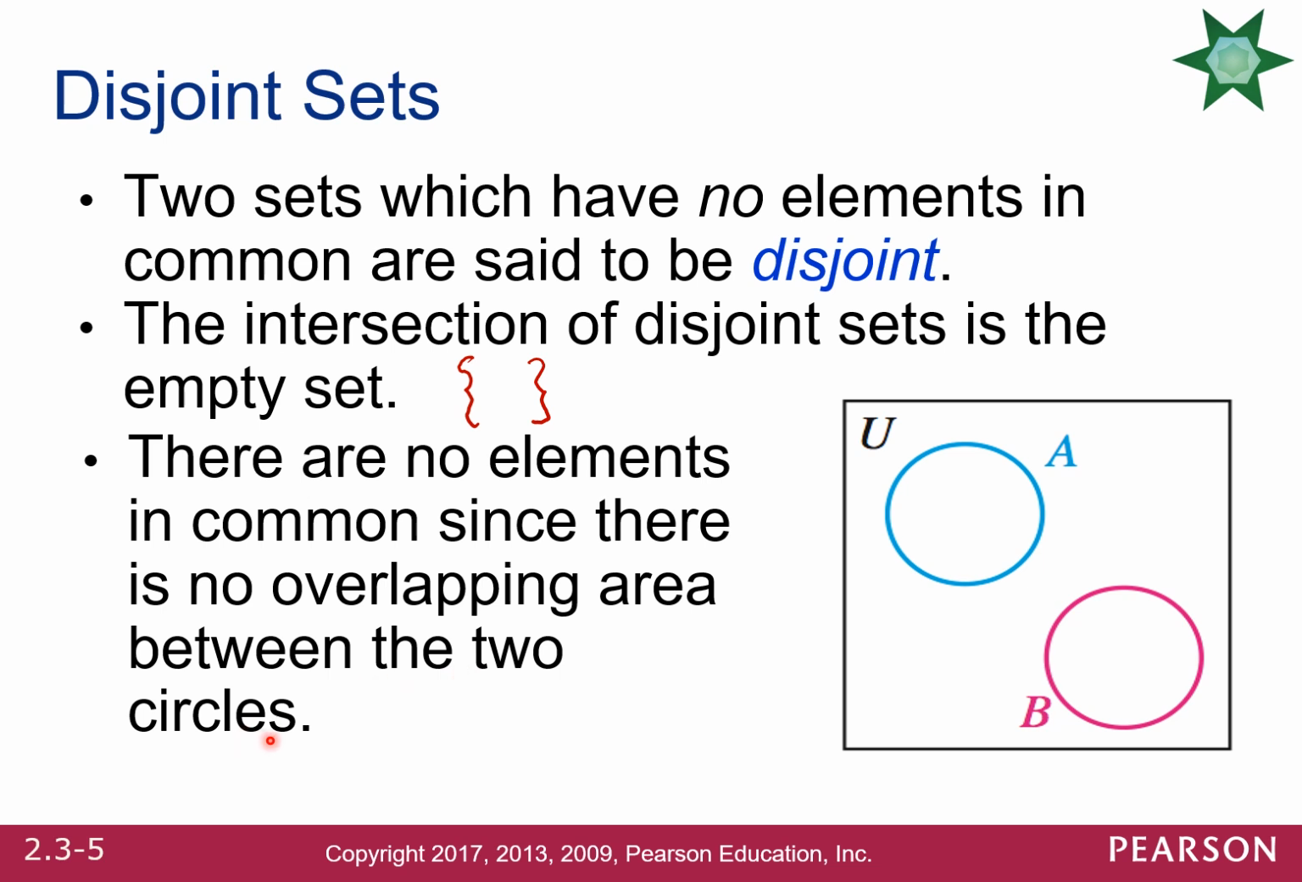the two circles. So if there were any common elements between the two sets, there would be an overlap between the two sets. They would be represented something like this. Since there are no common elements, they are completely separated. All right? There is space between them. They are not overlapping in any way.